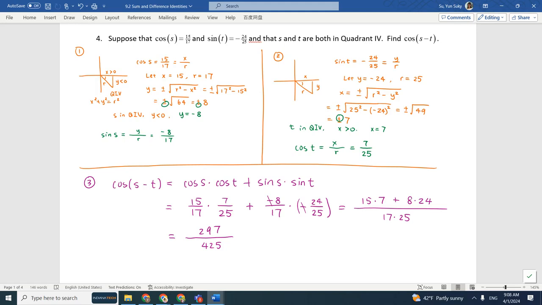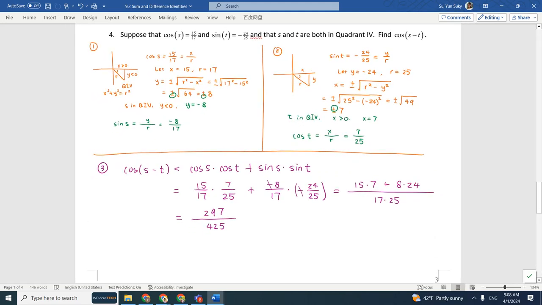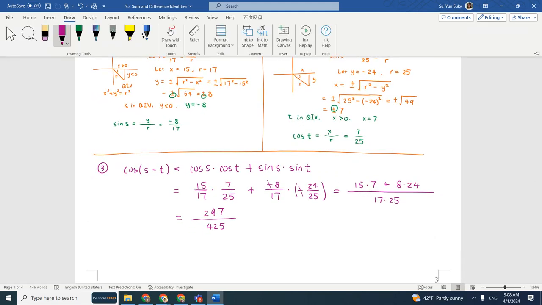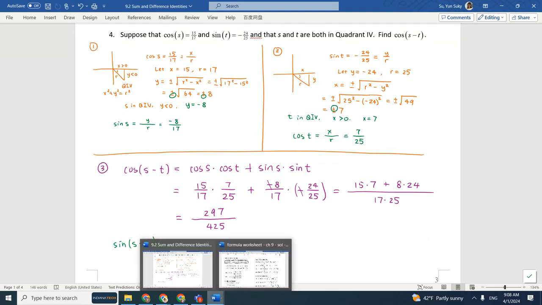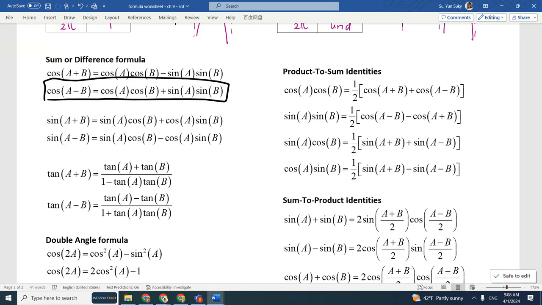So this is cosine s minus t. Okay, so we finished this problem. But what happens if I ask you more? So if I ask you, what is sine s plus t? What do we do? We look at the formula. Do you see here the formula for sine s plus t?